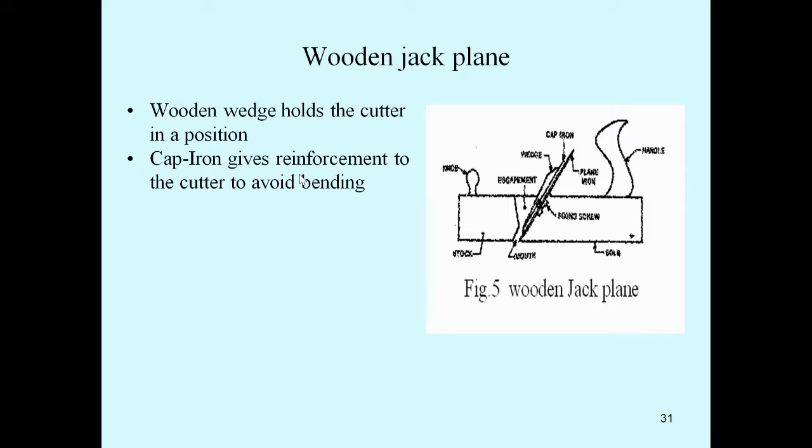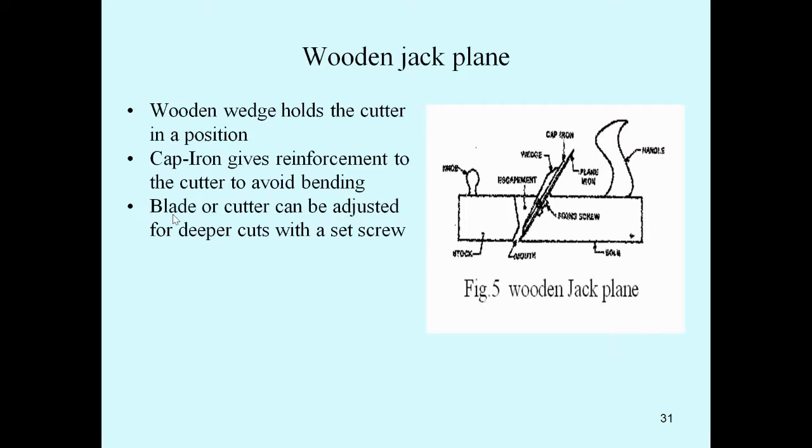The cap iron gives reinforcement to the cutter. What is the purpose of the cap iron? It is assembled to the blade and gives reinforcement to the cutter to avoid bending of the blade or iron cutter. Next, the blade or iron cutter can be adjusted for deeper cuts. Here we can adjust the blade or iron cutter to produce deeper cuts with the help of a set screw.